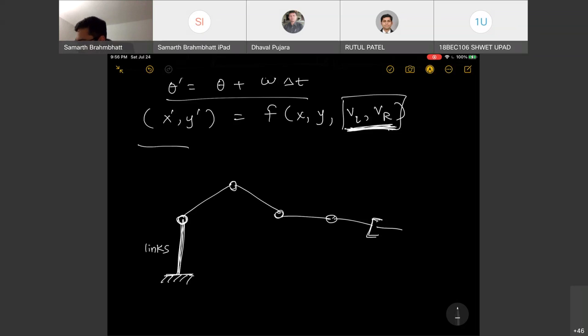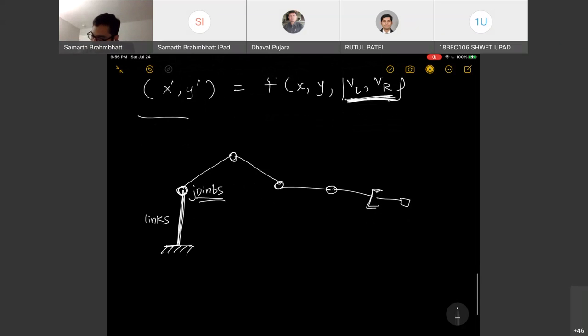It can be a screwdriver or whatever, but the idea is these are links and then there are joints. And the joints are controlled by motors. So the task of the robot is that, let's say this is a screwdriver and there is some kind of a car that it is trying to manufacture. I'm just drawing a very simple car. The task of the robot is to put this screwdriver at some particular location on the car, right?